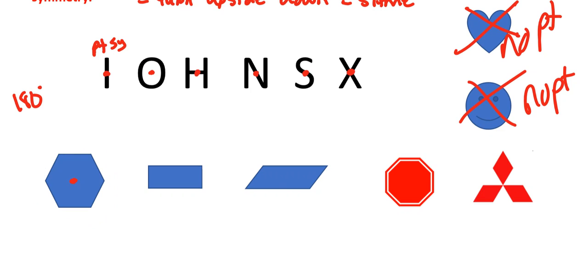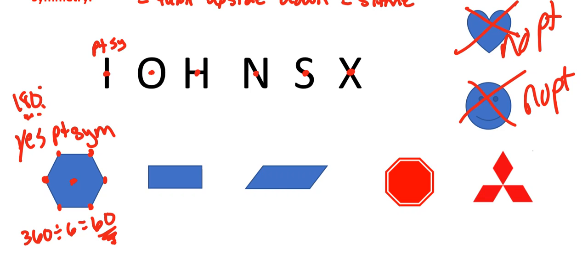But for the hexagon, if we did 360 divided by 6, that would give us 60. And 60 is a factor of 180. So that means if we turn this upside down, point symmetry will work because the rotation is a factor of 180. So this is yes, point symmetry. For the rectangle, pretty sure you guys know that was obvious. If we turn the rectangle upside down, it's the same. So this is yes for point symmetry.